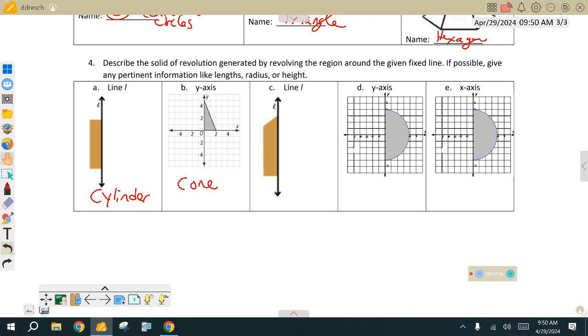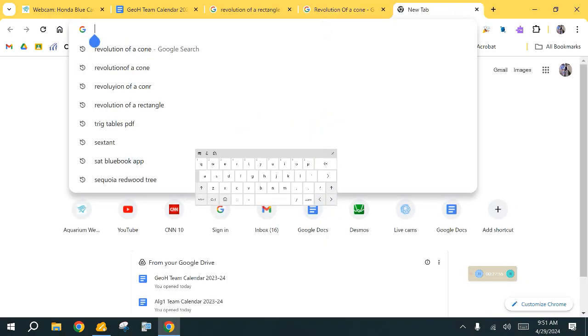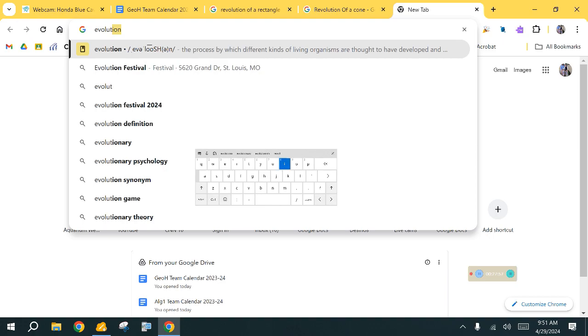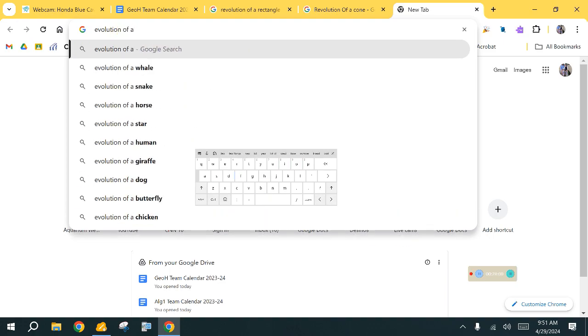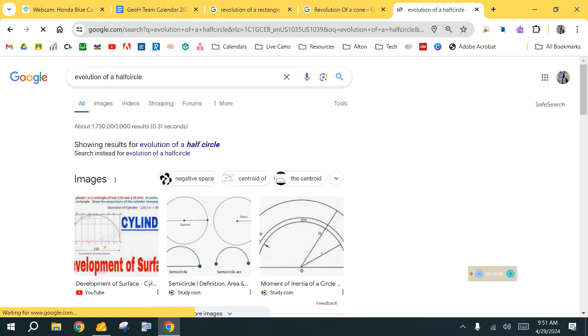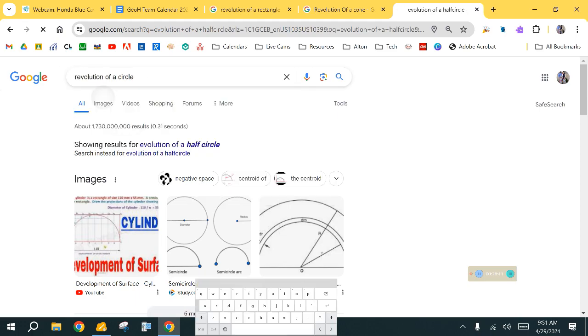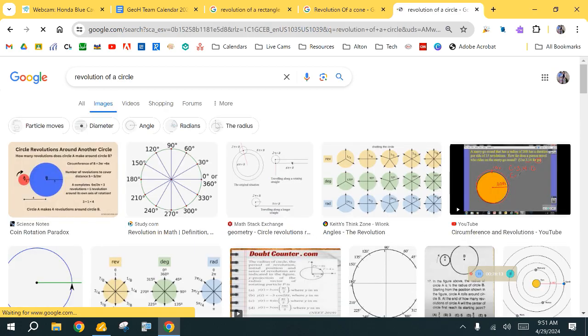And then let's go over to letter D. If we revolve it about the y-axis, a half circle. Revolve about the y-axis, what are you creating there? A sphere. Correct. So a revolution of a half circle. Man, it doesn't catch it, does it? Revolution of a circle. Close as I'm going to get it.